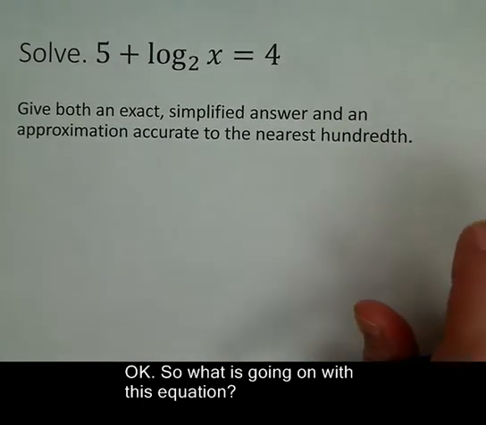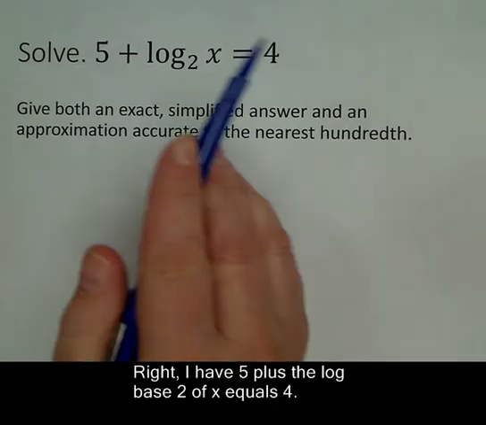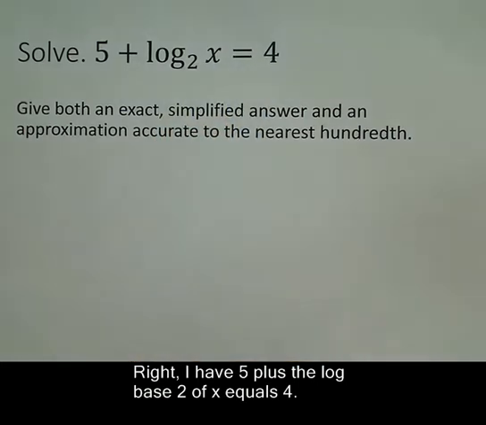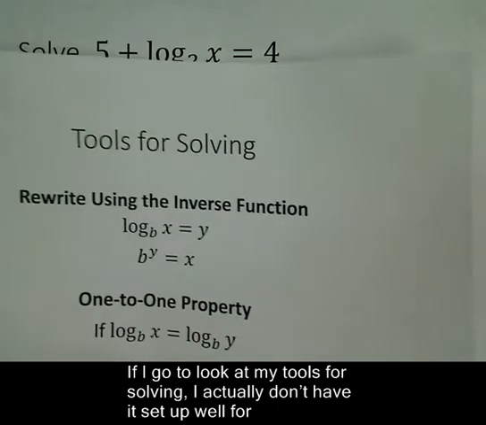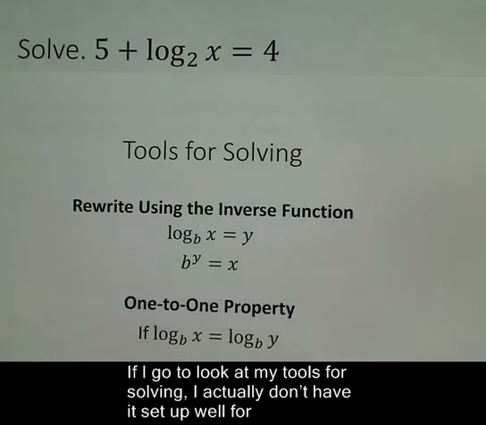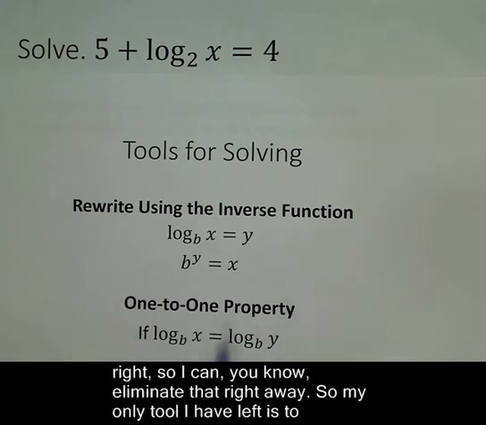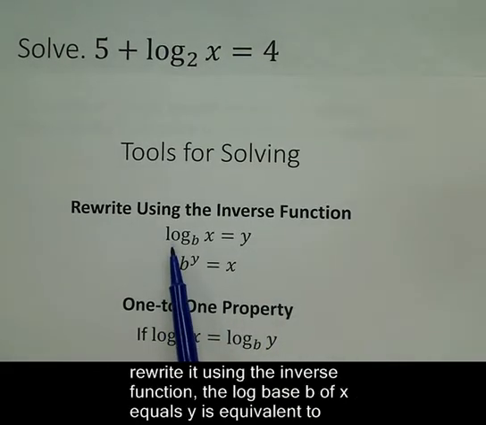So what is going on with this equation? Right? I have 5 plus the log base 2 of x equals 4. If I go to look at my tools for solving, I actually don't have it set up well for either of them. I can't use the one-to-one property because I don't have 2 logarithms, right? So I can eliminate that right away. So my only tool that I have left is to rewrite it using the inverse function.